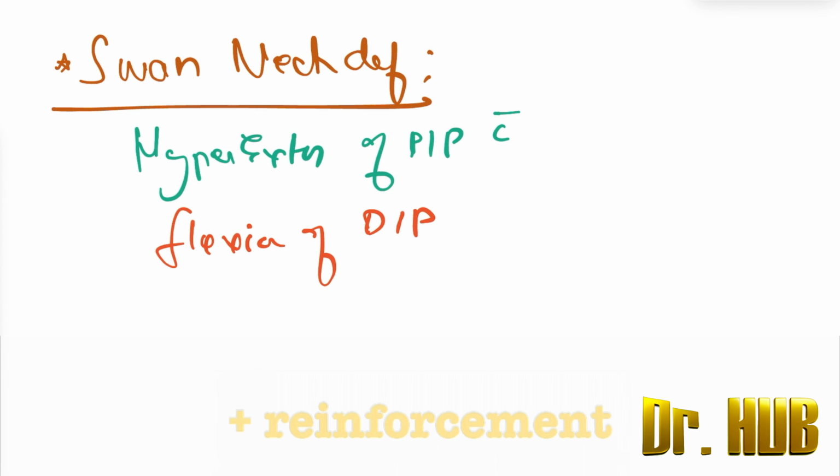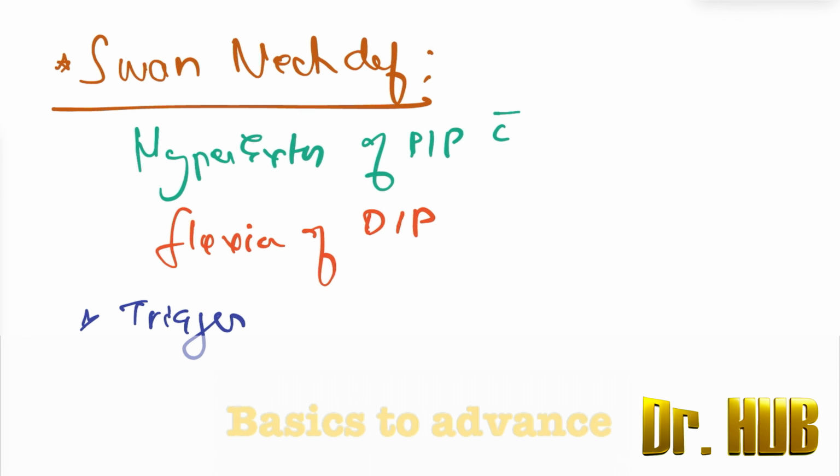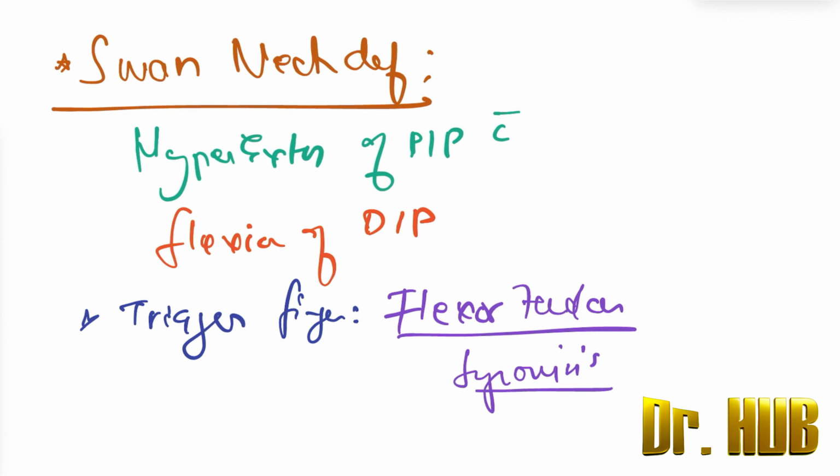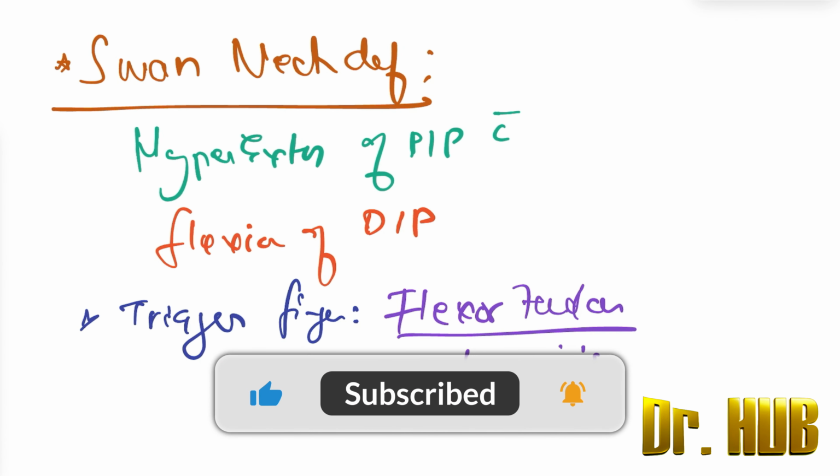The next question we asked was what is meant by the trigger finger. Trigger finger is due to the flexor tendon synovitis. Now let's recap. We discussed the swan neck deformity: a hyperextension of the PIP with a flexion of the DIP. Next, the trigger finger: it is the flexor tendon synovitis. So this was about the deformities of rheumatoid arthritis.